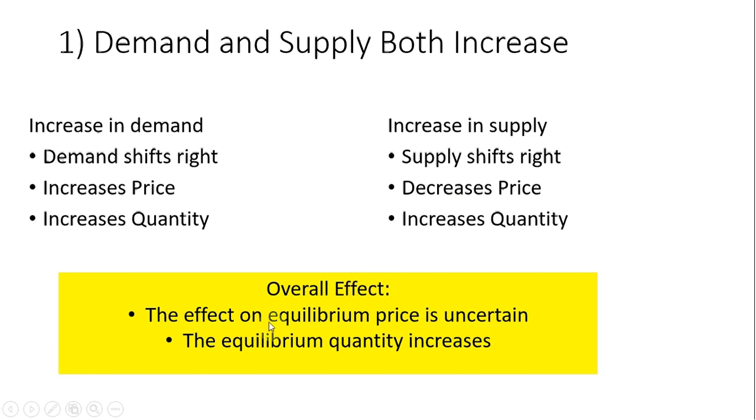So to sum up, the effect on the equilibrium price is uncertain. The increase in demand causes price to rise, but the increase in supply causes price to fall. We don't know which effect is going to dominate. So in that case, the effect on the equilibrium price is uncertain. However, for the quantity, we can be 100% certain that the equilibrium quantity will increase if both demand and supply increase. Let's move on to our second example.